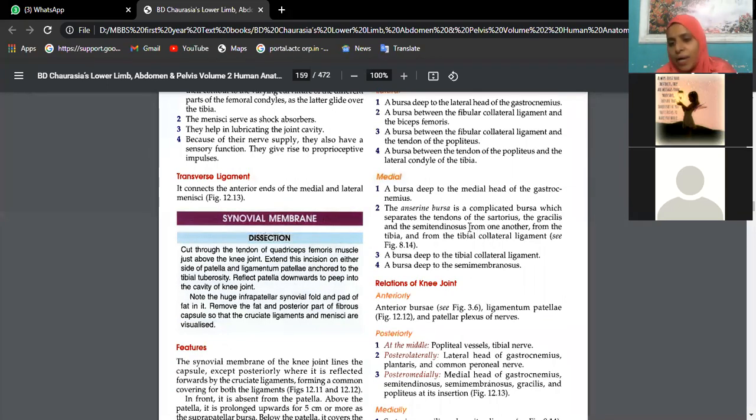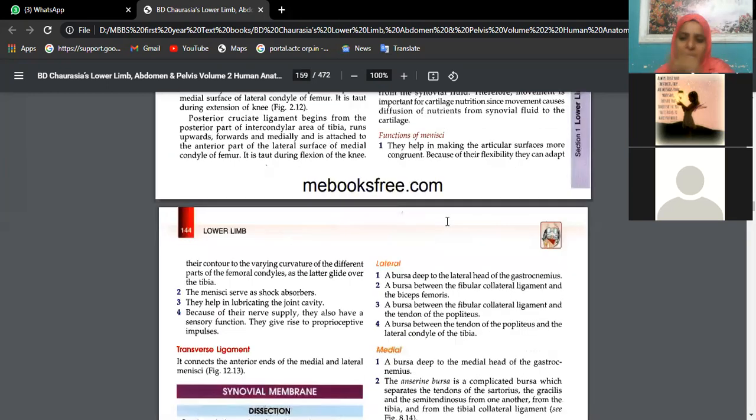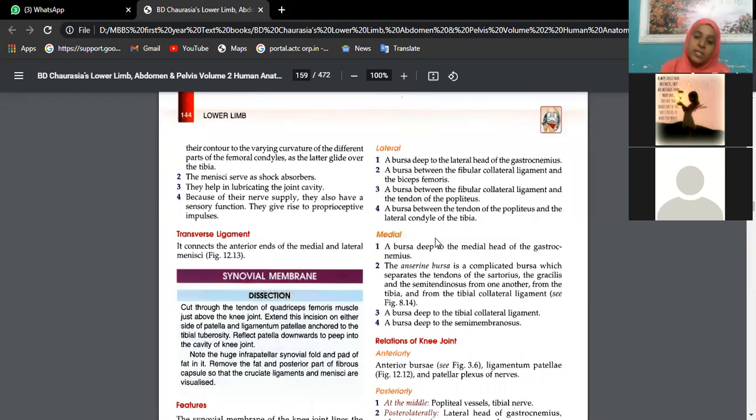Just now I told you the goose's foot muscles, isn't it, Ritika? What are the names? Sartorius, gracilis, and semitendinosus. Between these muscles, there is an extended bursa enclosing all the 3 muscles, which is called the anserine bursa. Deep to the tibial collateral ligament also there is one bursa, and deep to semimembranosus also there is a bursa. This is only location, and you need to memorize all the places where bursae are present, because bursae also have been asked as a part of this question.